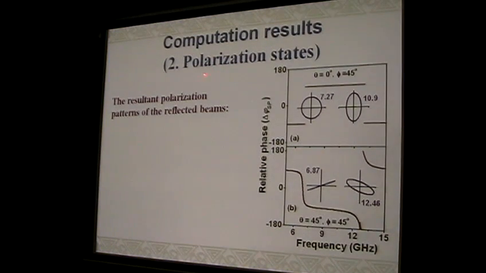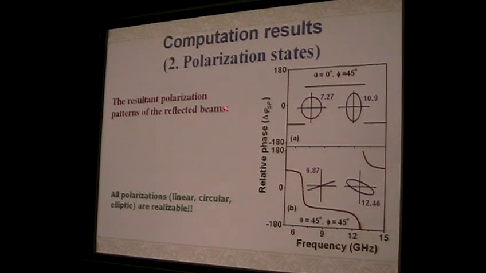Another result is about the polarization states. We found that the resulting polarization pattern of the reflected wave is very rich. Although the incident wave is linearly polarized, after reflection by this material plate, all kinds of polarizations, including linear, circular, and elliptical, are realizable. For example, here it is circularly polarized, here elliptically polarized, and here we have a reflected linearly polarized wave.